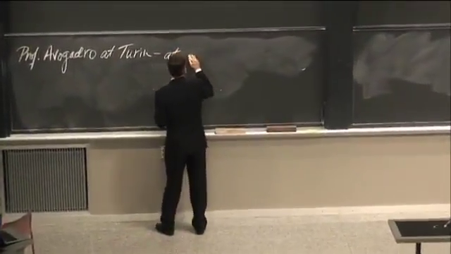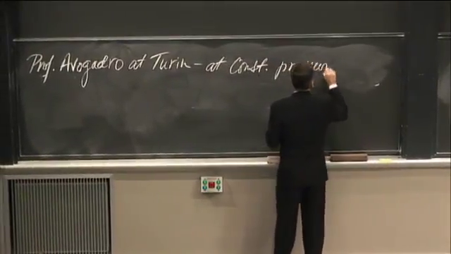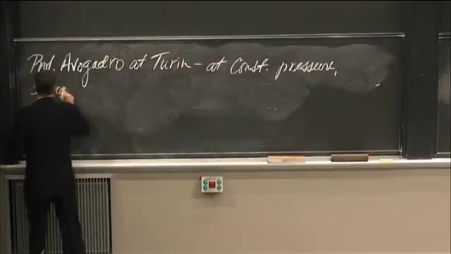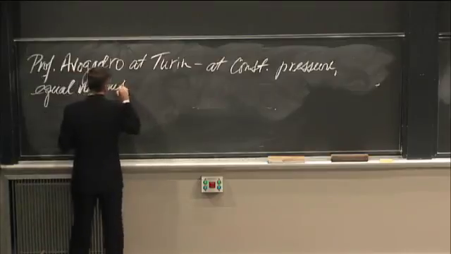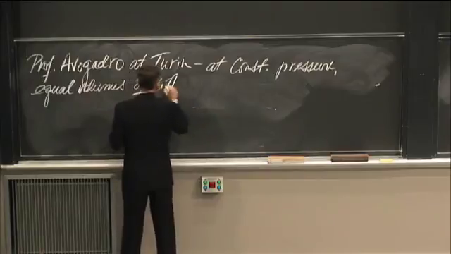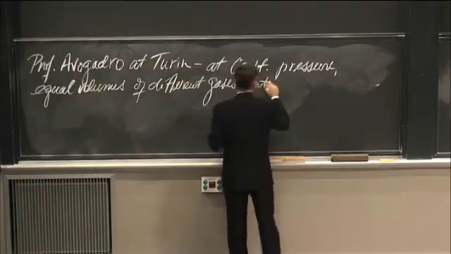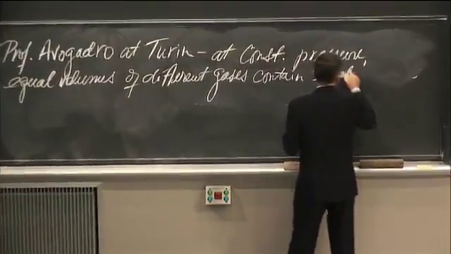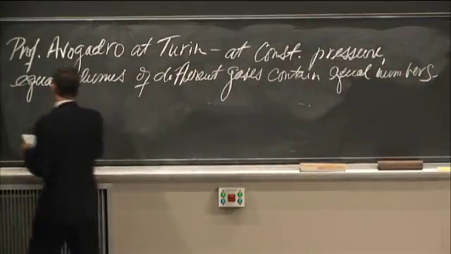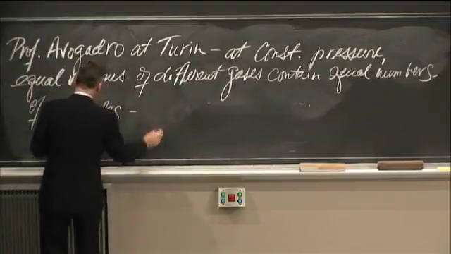So let's put that down. At constant pressure, equal volumes of different gases contain equal numbers of molecules. And here I'm using the term molecule as a counting unit. So it could be, strictly speaking, an atom, or it could be diatomic and so on. So that's what it was.